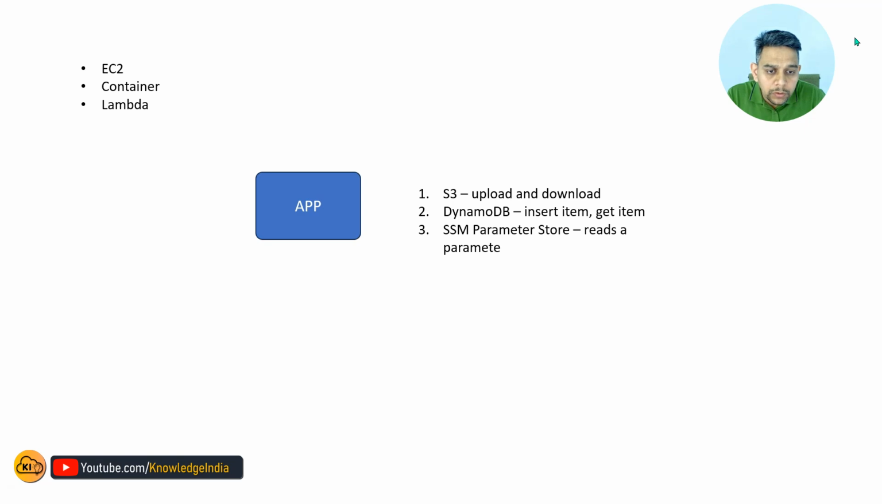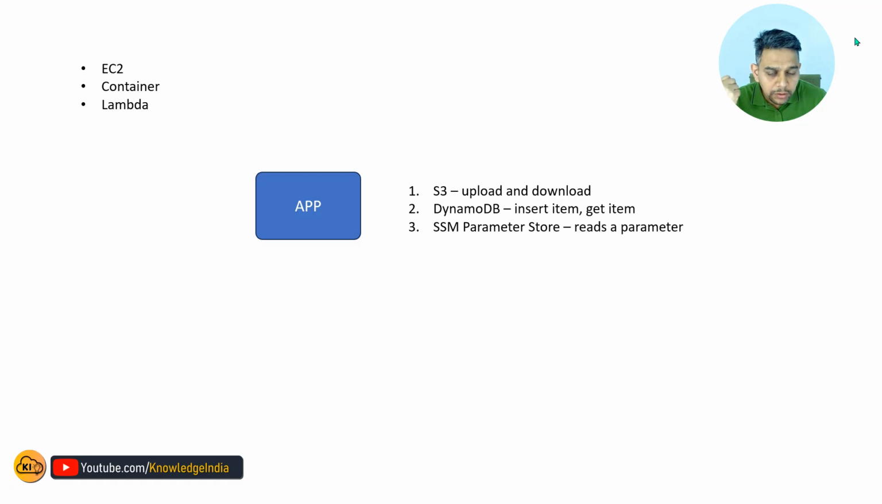Okay. So here we have clearly identified that our application actually does these types of actions. We are essentially dealing with three different services here: S3, DynamoDB, and Parameter Store. Within that, in S3 it is doing two actions: upload and download of an object. In DynamoDB, it is insert and get items. So again, two actions. And in SSM Parameter Store, it is just reading a parameter. So totally, 2 plus 2 plus 1, 5 actions are being called here, right? All right.